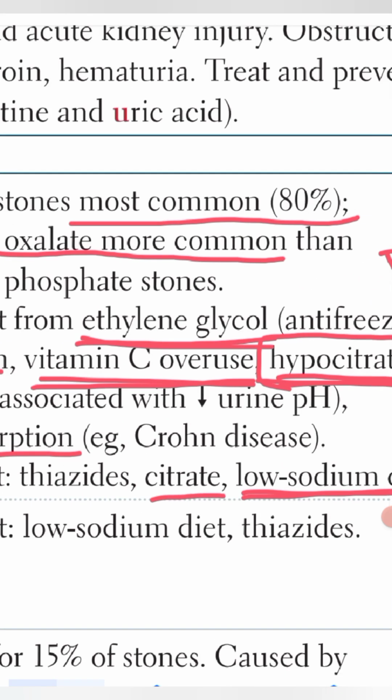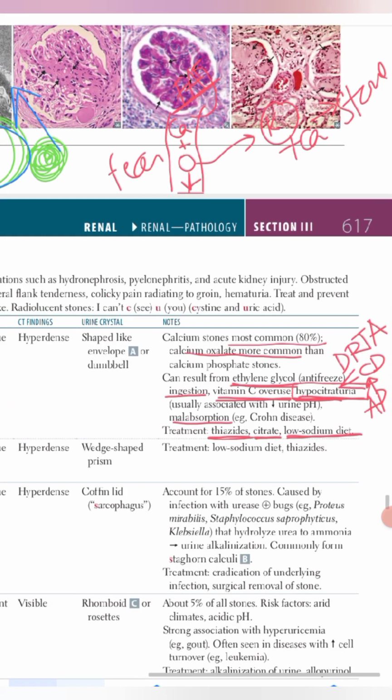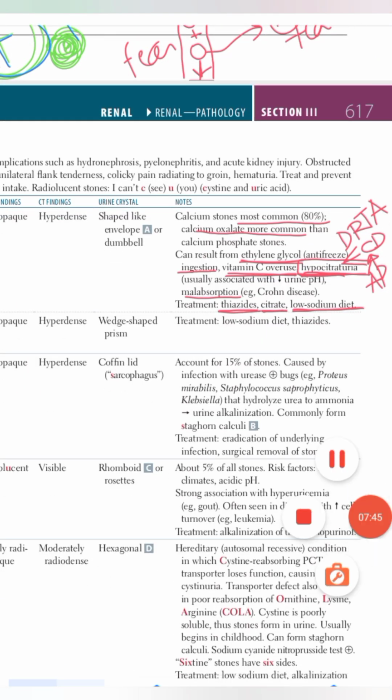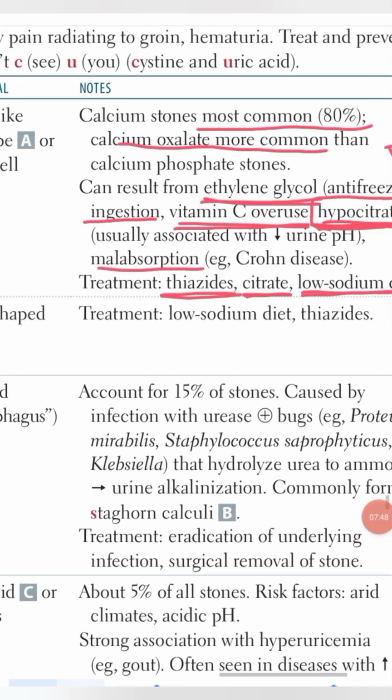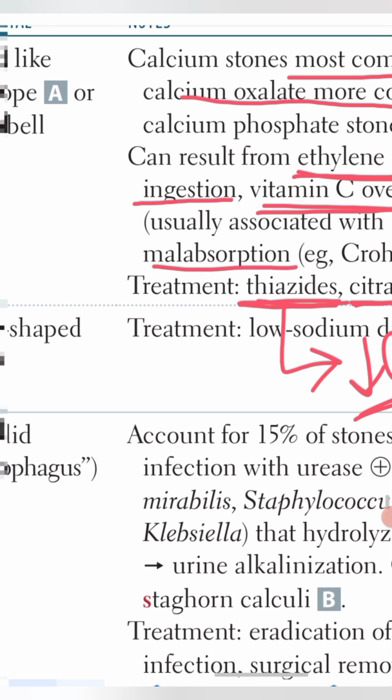We can give citrate, because we have seen that a decreased amount of citrate precipitates the formation of these stones, and we can give thiazide diuretics to the patient as treatment. There is an important MCQ that we give thiazide diuretics in the treatment. What do thiazide diuretics do? They decrease the calcium excretion into the urine. That will decrease the chances of stone formation.